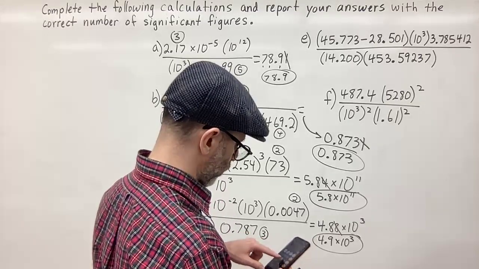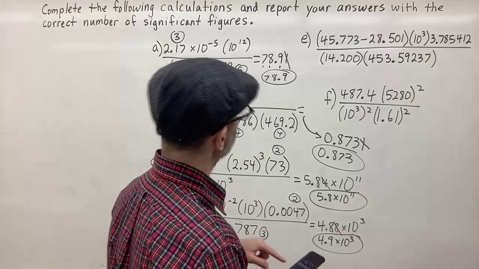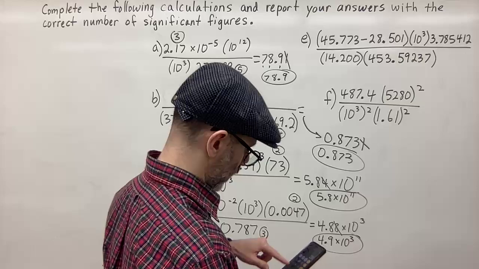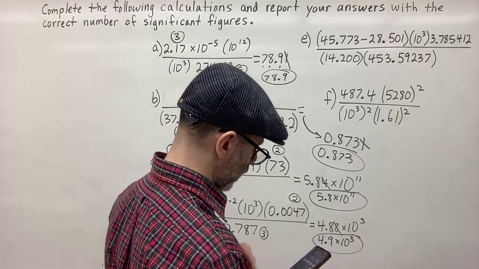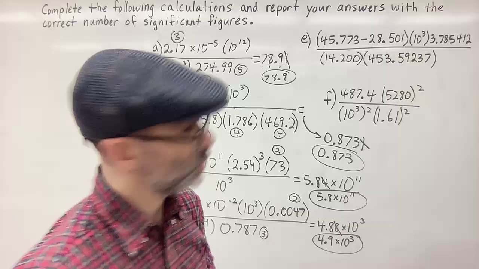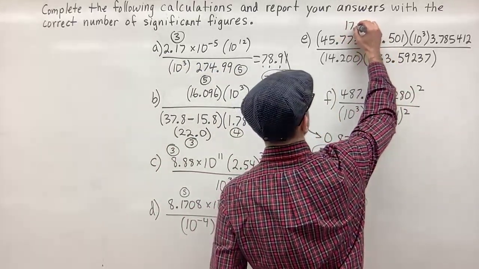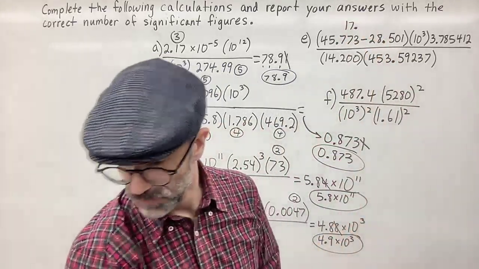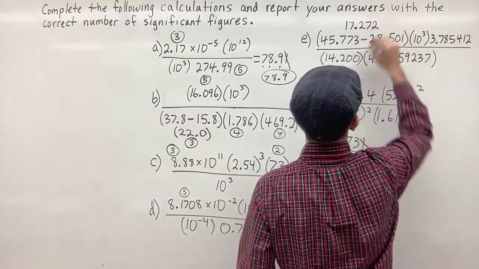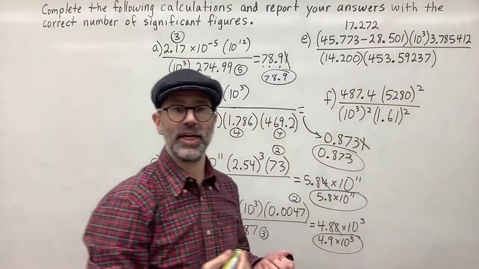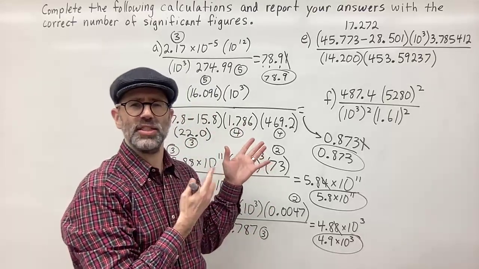So here we have 45.773 minus 28.501 equals, and we get 17.272. So the answer here is 17.272. All right, so that's what my calculator spit out, right? But are those all the digits that I'm allowed to keep?